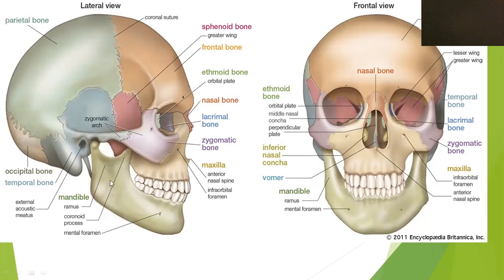Mandible. Here, this is the side view of the mandible. This one is the anterior view of the mandible, and the vomer bone, which forms the nasal septum. Those are the two unpaired bones. Paired bones, what are they? Maxilla, zygomatic bone, nasal bone, lacrimal bone, inferior nasal concha, palatine bones. So these are the bones of the skull.